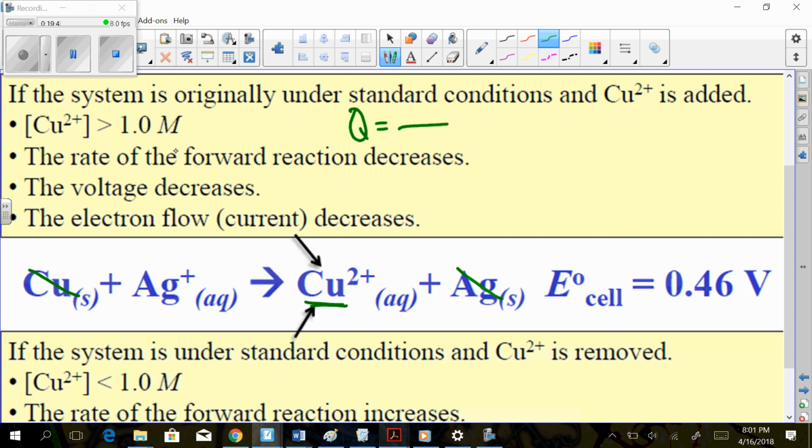So if we have copper greater than 1, so let's say this is 2 molar, silver is our standard 1 molar. Nothing changed over there. Q is products over reactants. We have 2 molar over 1 molar, and you have a Q of 2. Now, anytime Q is greater than 1, your voltage decreases. It goes down.